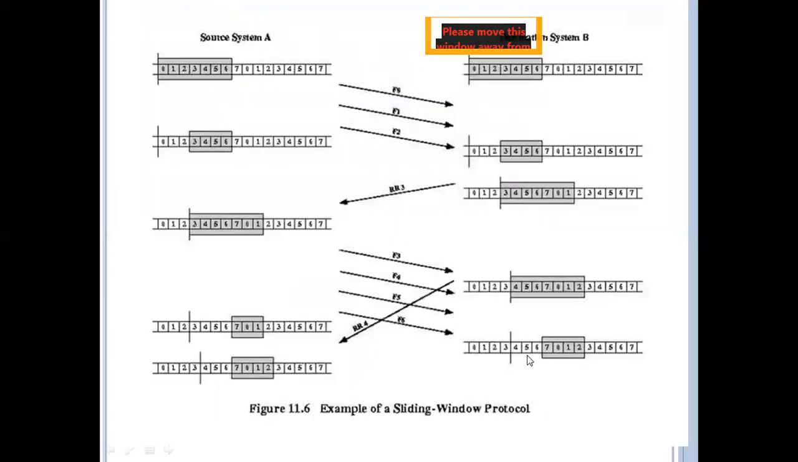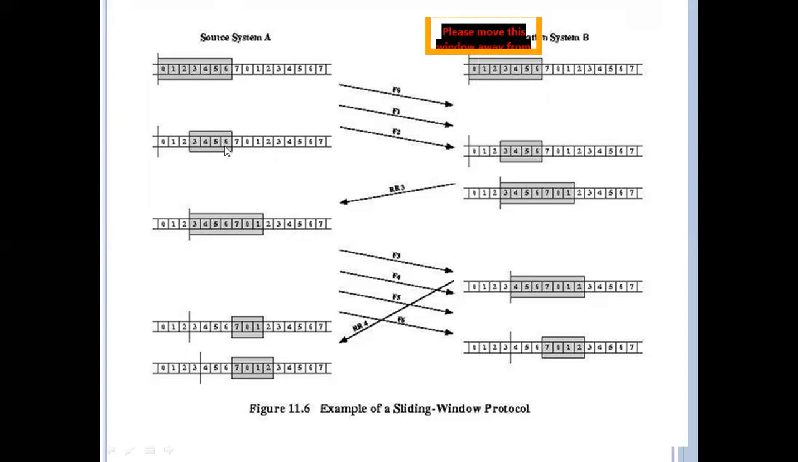Here this is the receiver window. So this is the example. You can observe this and easily identify what happened, what we have to discuss in this topic. So this is the frame size. Destination system: 0, 1, 2, 3 and so on, up to 7. Again 1, 2, 3, 4, 5, 6, 7. Frame size is 7.